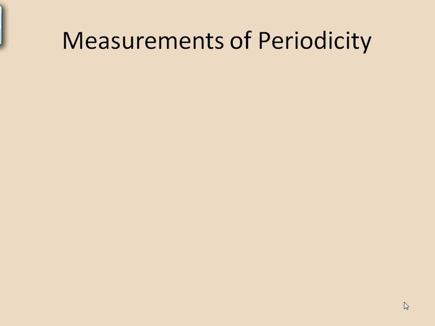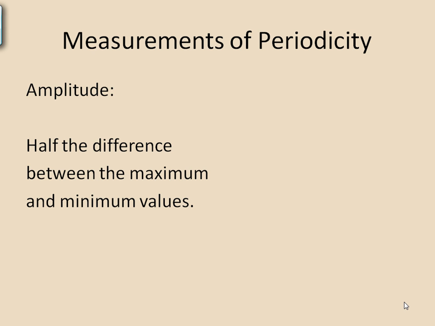What are some of the measurements of periodicity that we want to look at? The first one is amplitude. The amplitude is half the difference between the maximum and minimum values of your function. So if you take the maximum value and you subtract off the minimum value and divide by 2, that'll give you your amplitude. It's also the measurement of your horizontal baseline to either extreme, the maximum or the minimum. We'll look at graphs of these and how we calculate these directly.